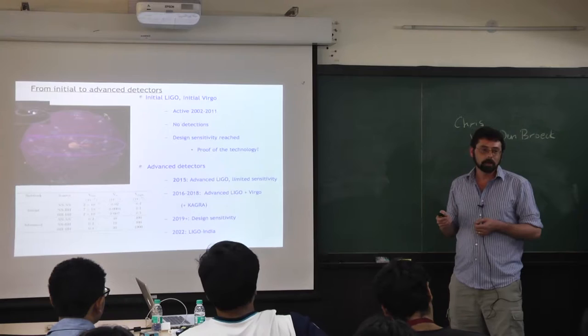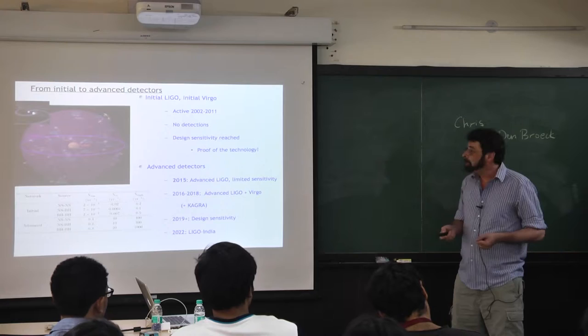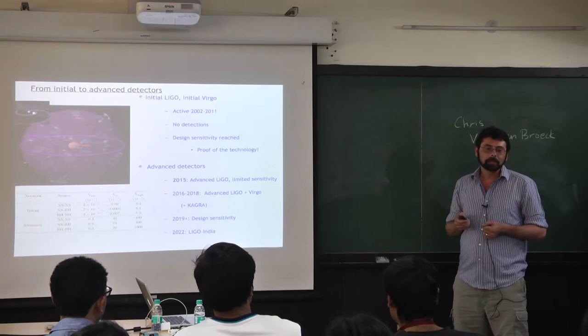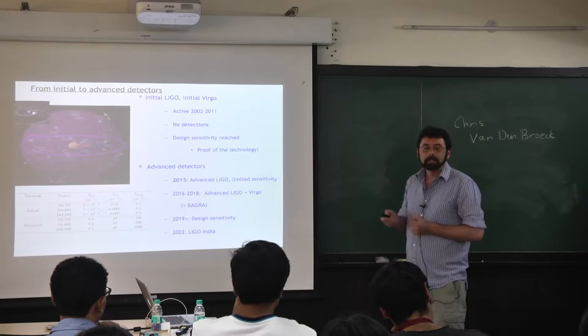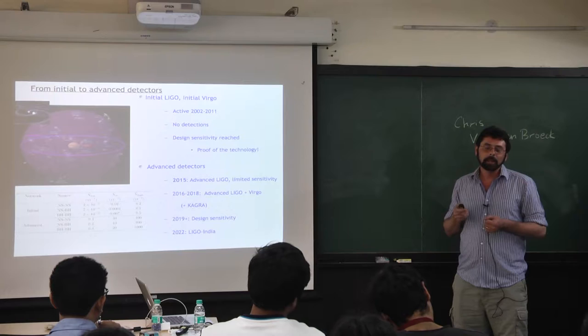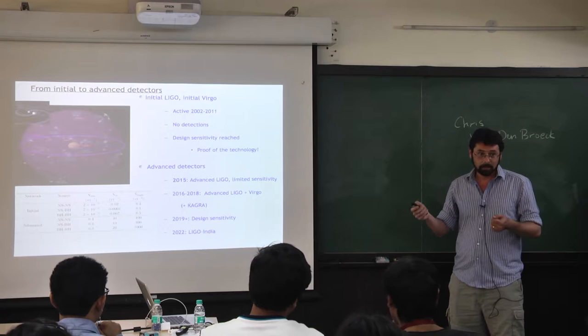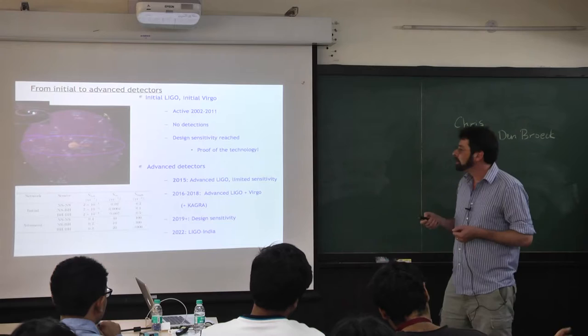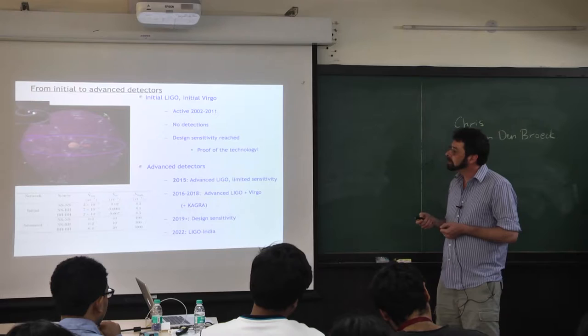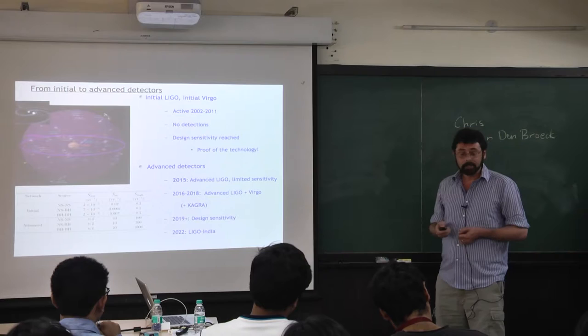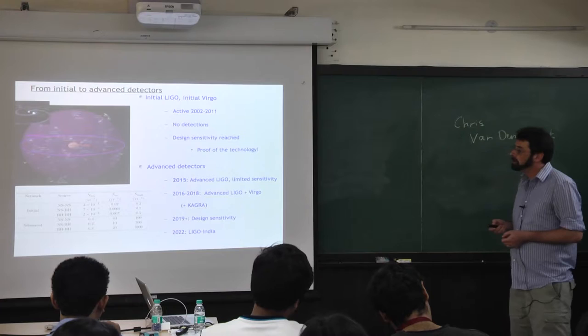But the main point is that people got there. People got to design sensitivity, and even though there were no detections, this was already sort of anticipated. Although I'm not quoting it here, in the conceptual design study of LIGO, it already says, although not necessarily in so many words, that there was going to be an initial phase that probably would not yield detections, but would be the proof of principle of the technology, namely the proof that large-scale interferometry is, as far as we can see, the most promising way of directly detecting gravitational waves. And that was really the point, and that point has now been reached. But now we obviously want to go on to detections, and so now the advanced detectors are under construction.